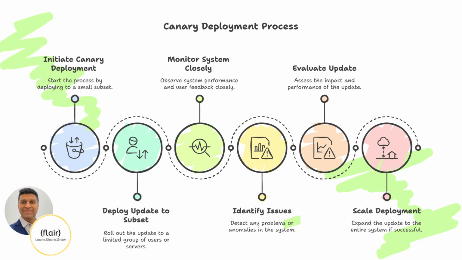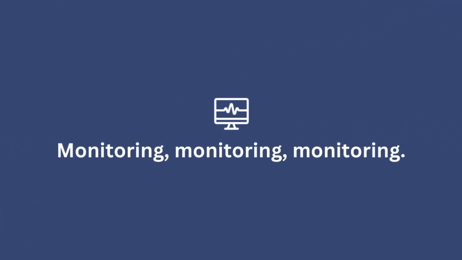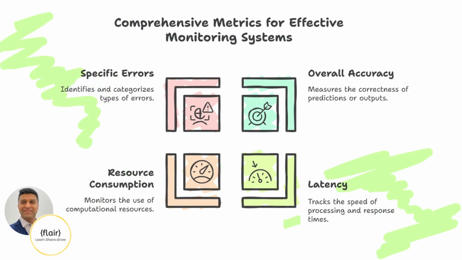So, how do we know when an update is bad? What should we be looking for? Monitoring, monitoring, monitoring. You can never have enough monitoring with continual learning. You need to track a wide range of metrics, not just overall accuracy, but also things like latency, resource consumption, and specific types of errors. These metrics give you clues that something's off so you can catch issues before they become major problems.